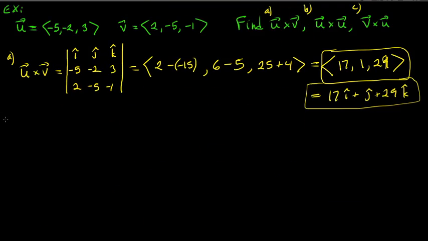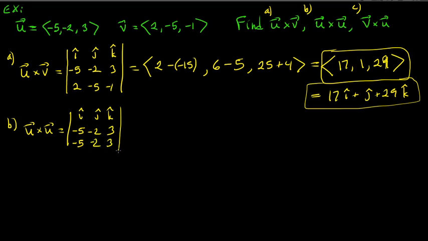What about u cross u? As a determinant, we have i, j, and k. And then we have the components of u, and the components of u again, right? We're taking the cross product of u with itself. And again, those of you in linear algebra know that when you have 2 rows identical like this, the determinant is automatically 0. But if you don't know that, let's write it out.